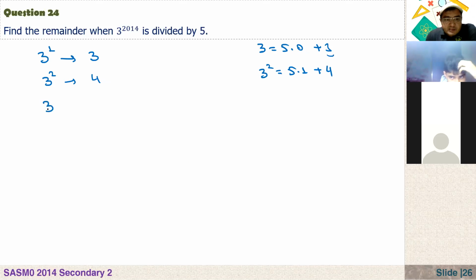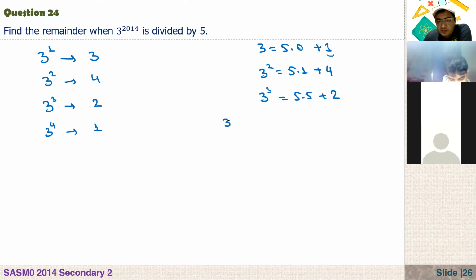And how about 3 cubed? That is 27 divided by 5. The remainder is 2, because 3 cubed is 27, and I can write it as 5 times 5 plus 2. And how about 3 to the power of 4? We know that 3 to the power of 4 is 81. If you divide by 5, the remainder is 1, because I can write it as 5 times 16 plus 1. Now I should stop because I was looking for the remainder, which is equal to 1.